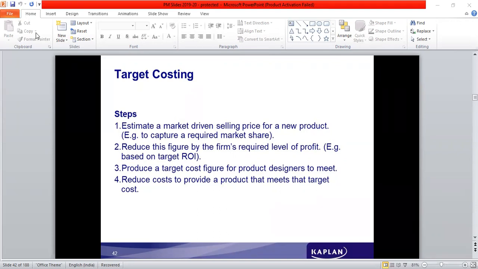How is selling price determined? Selling price is determined by considering or accumulating the total cost. Selling price is equal to the cost price plus the profit margin.